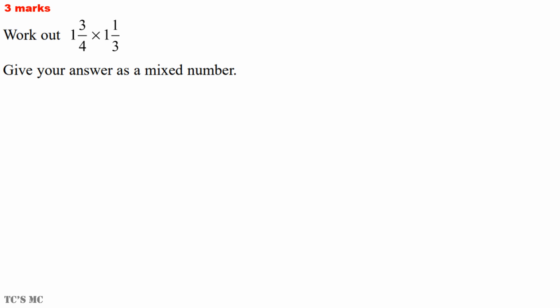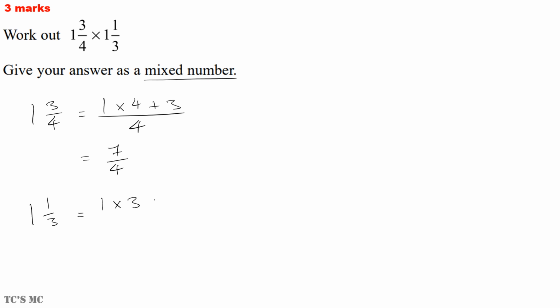Work out 1 3/4 multiplied by 1 1/3. Give your answer as a mixed number. Before we can start, we need to convert them into improper fractions. So the whole number multiplied by the denominator, add on the numerator, and denominator is the same. That is 7 over 4. Do the same with 1 1/3. The whole number multiplied by the denominator, add on the numerator, and the denominator stays the same. That is 4/3. Now we have 1 mark.